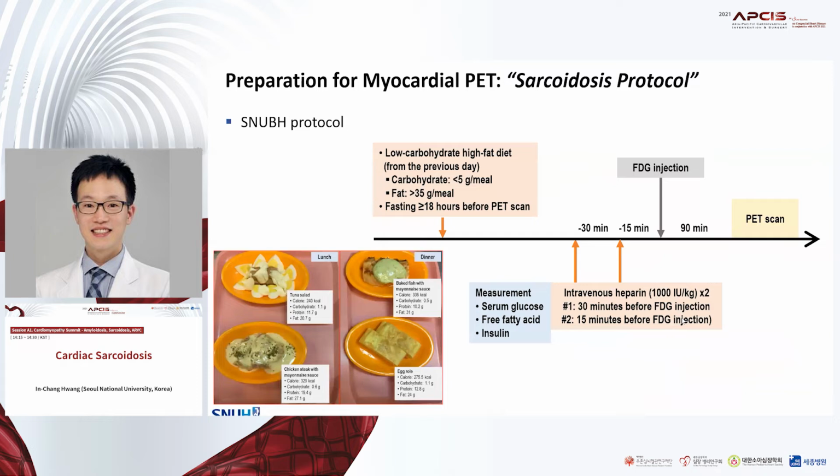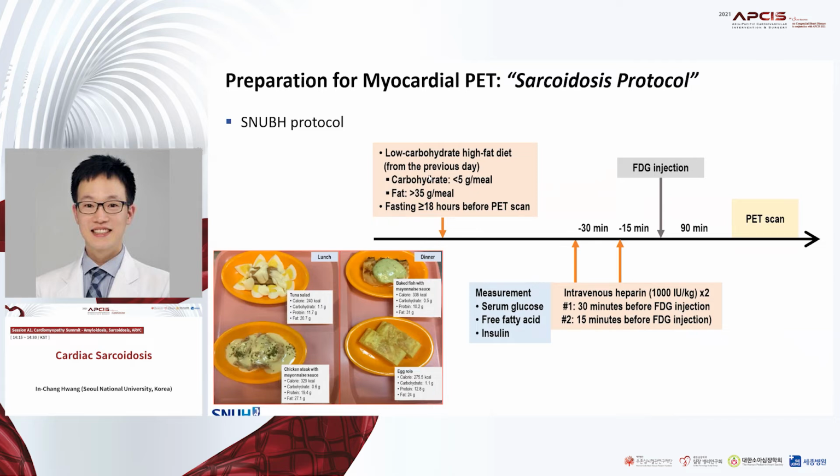In our institution, we developed a special low-carbohydrate, high-fat diet in cooperation with the nutritional support team of our hospital. This diet consisted of less than 5 grams of carbohydrate per meal, and it contains more than 35 grams of fat per each meal. So we give this diet for lunch and dinner on the day before the PET scan. Then after dinner, the patient undergoes extended 18 hours of fasting.